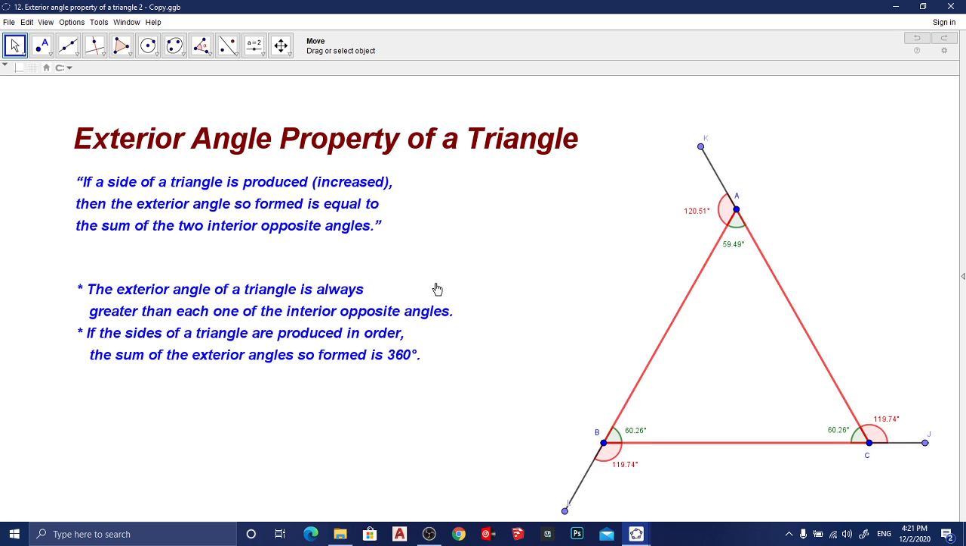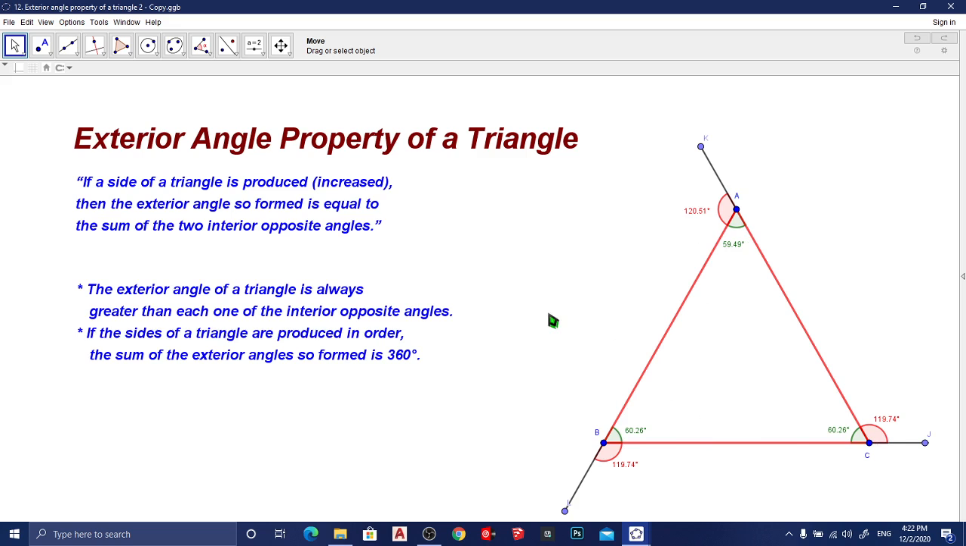So what is the exterior angle property here? If a side of a triangle is produced or extended to a point, then the exterior angle so formed is equal to the sum of the two opposite interior angles. The sum of the two interior opposite angles is equal to this exterior angle.